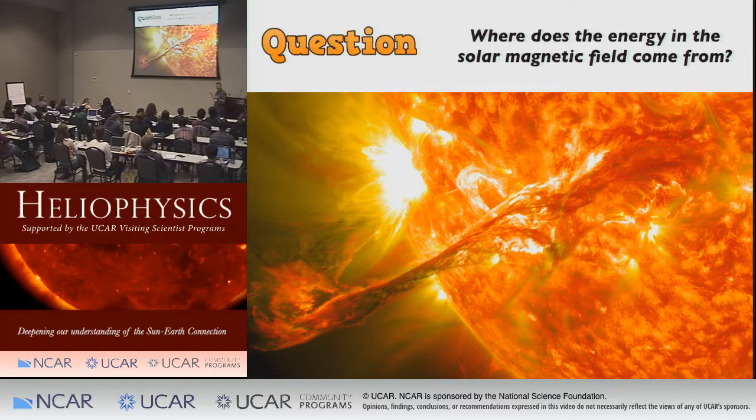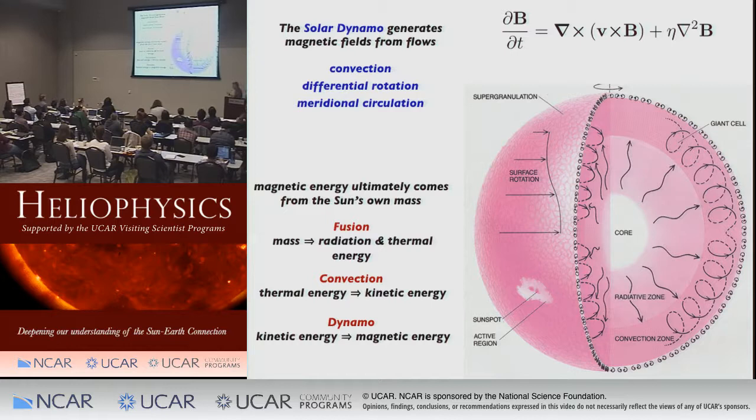Yeah, conversion of kinetic energy. So there has to be a kinetic energy somewhere in the link. Now, the magnetic energy comes from kinetic energy, and there is thermal energy also in that link, but the basic idea is, I think it's rather poetic that the energy that powers the solar magnetism is the sun's own mass, really. So you have fusion that converts mass into radiation and thermal energy, and then convection in the outer envelope of the sun converts that thermal energy into kinetic energy of motions, and then that kinetic energy is converted to magnetic energy. So it's the motions, convection, differential rotation, and meridional circulation, that we have to understand as the ultimate source of the dynamo.